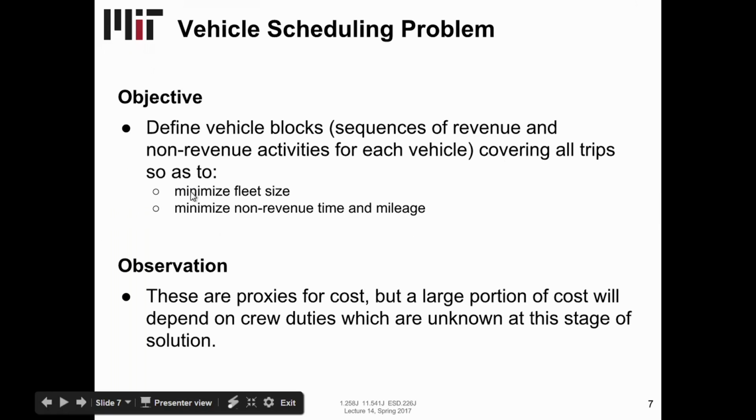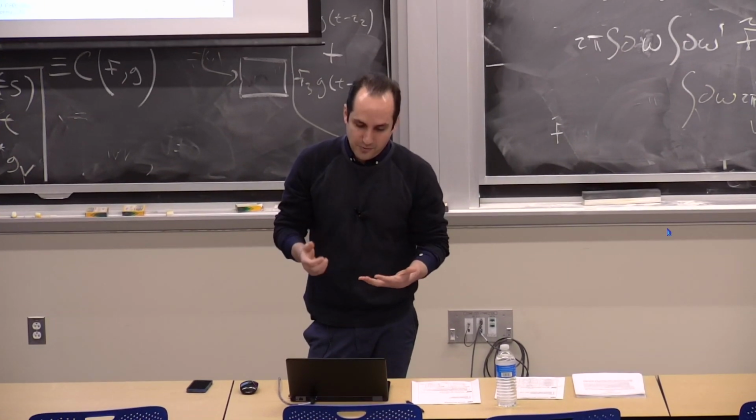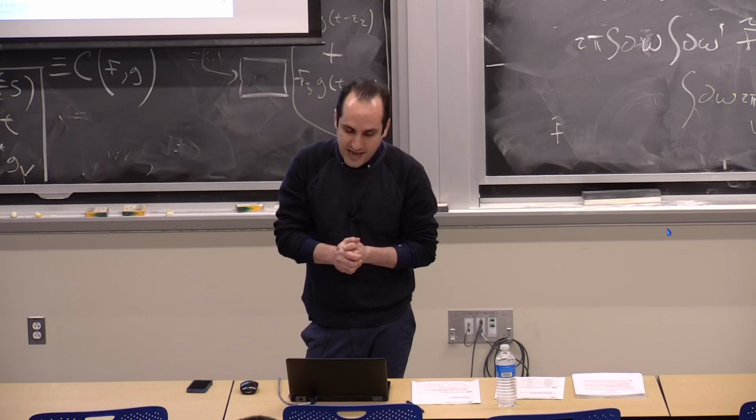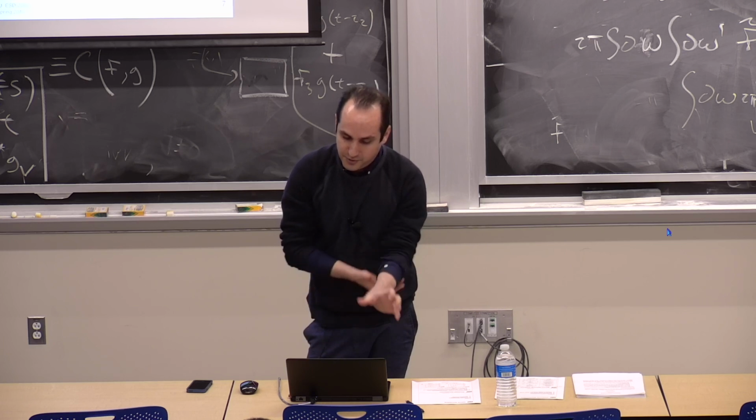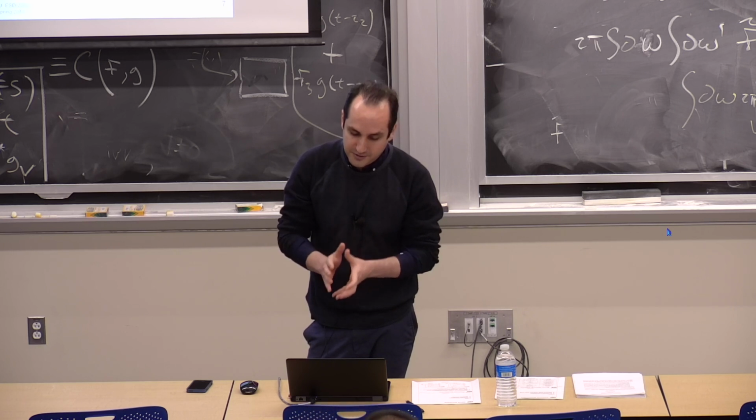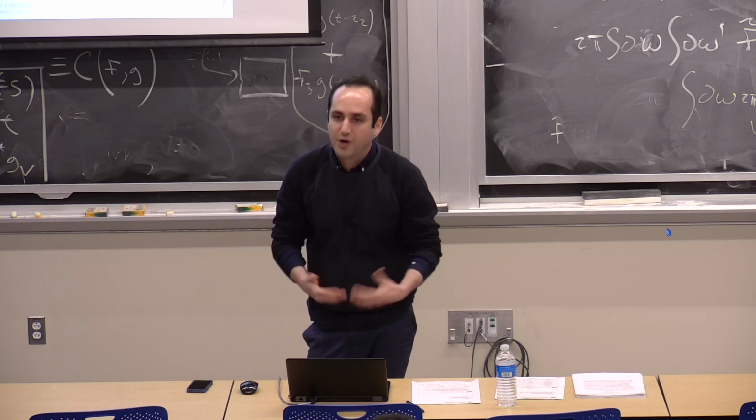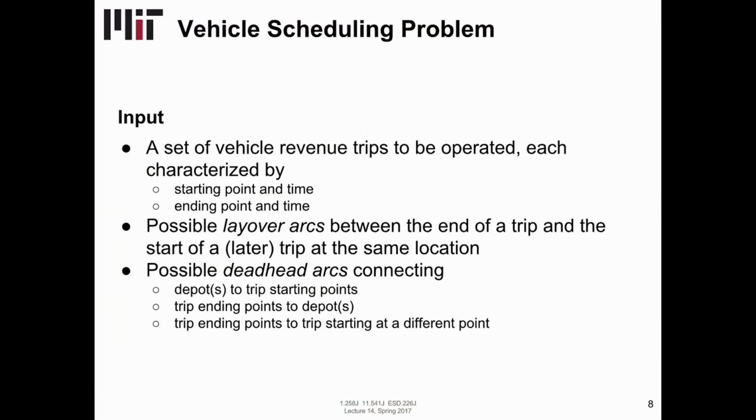in a way to minimize the fleet size as a measure of the capital cost and minimize the non-revenue time and mileage. Non-revenue time could account for crew cost, and mileage could account for both crew cost and fuel and basically operational cost. One important observation is that these are proxies for cost. Again, in the next step of the work, when we are doing the scheduling for crew, we will realize some of the cost actually depends on how these vehicle blocks are defined, and probably the most important components of cost that are related to crew duties are going to be determined in that stage. So these are only proxies for cost: fleet size and non-revenue time and mileages.